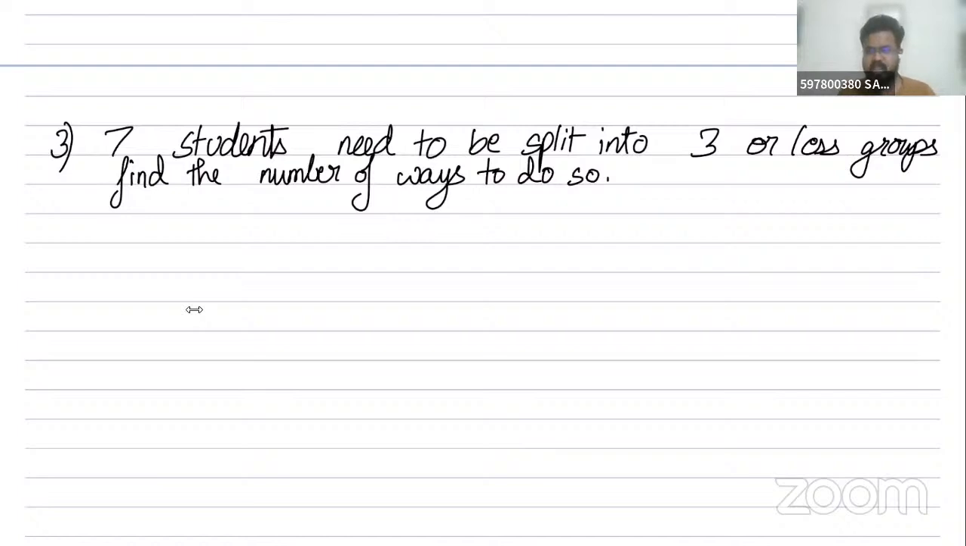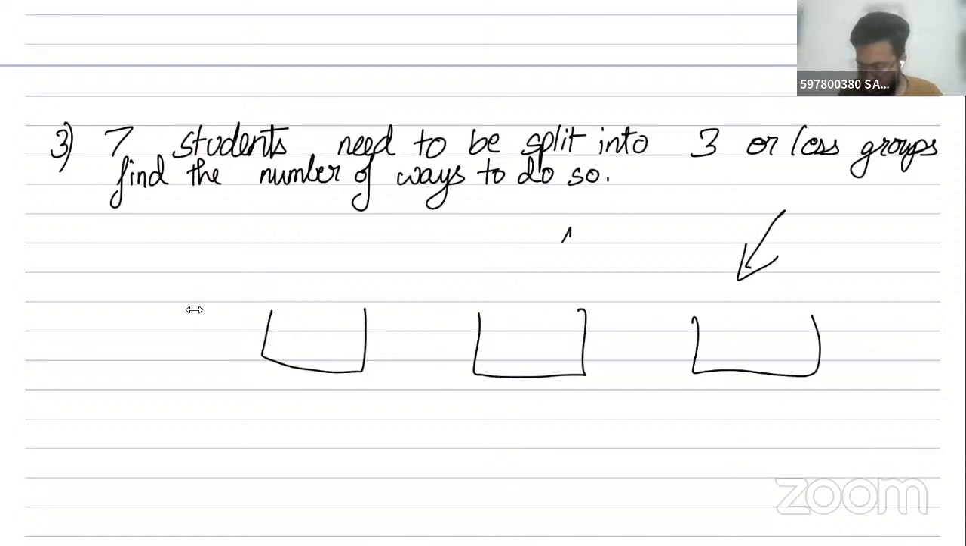So the thing is, there are three groups. I'll make the question more concise. There are three groups in which you want to put these seven people. These three groups are made. A group can remain empty also. That is what the question is.